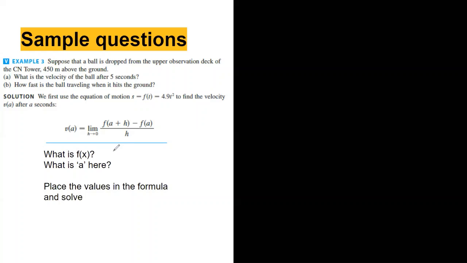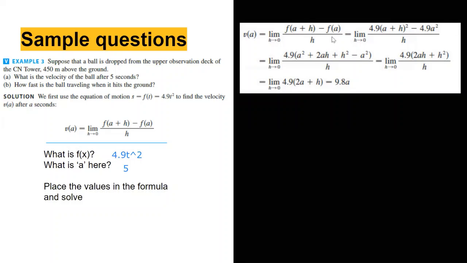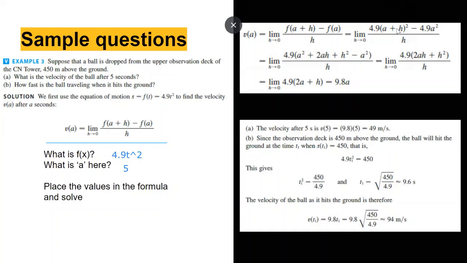So in this question, the f of x is 4.9 t squared. And the a here is 5 seconds. I will plug these into the formula and simplify the question. As you can see, this is the first equation, and we'll put in the function form 4.9 a plus h whole square, minus 4.9 a square. Then we'll simplify it, and finally we get to the conclusion of 9.8 a. So velocity at time a would be equivalent to 9.8 a.